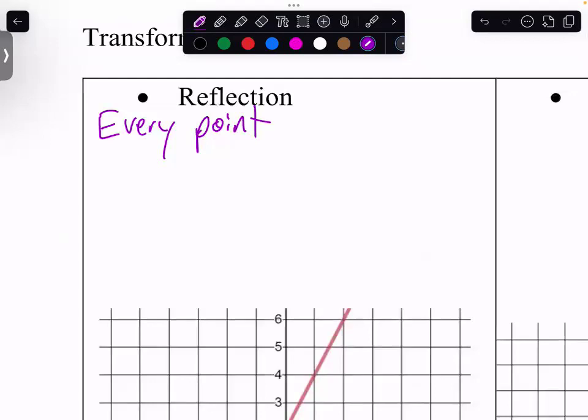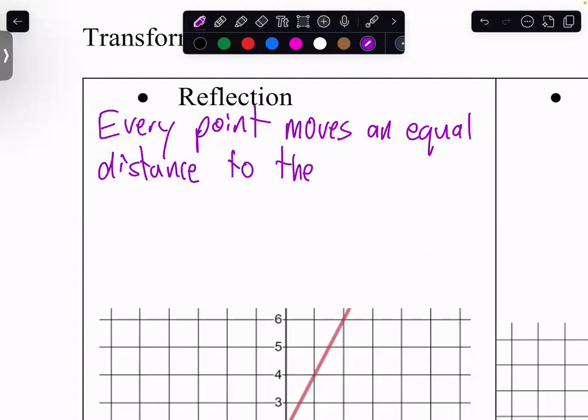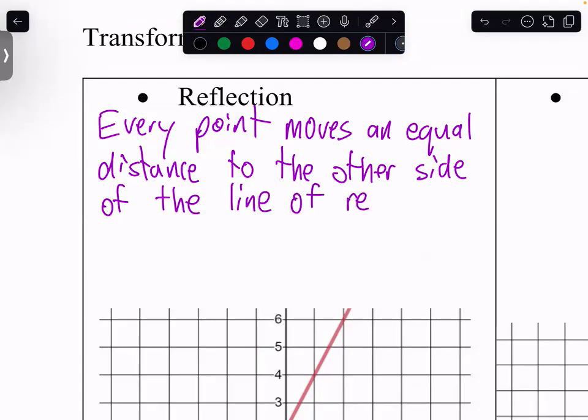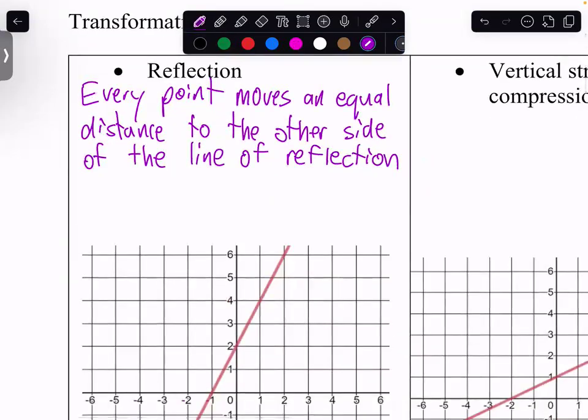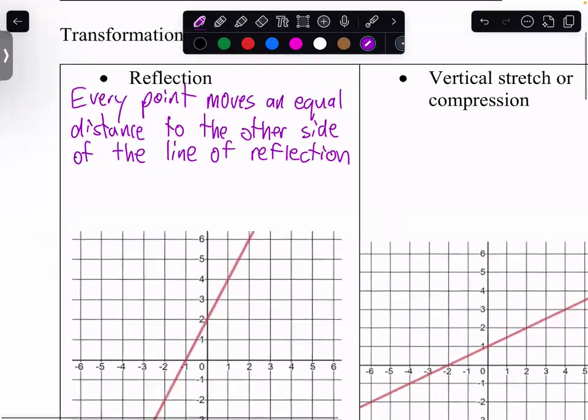In a reflection, every point moves an equal distance to the other side of what's called the line of reflection. Okay, and then we'll do an example of a reflection.